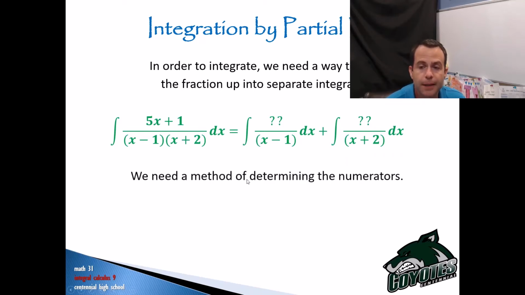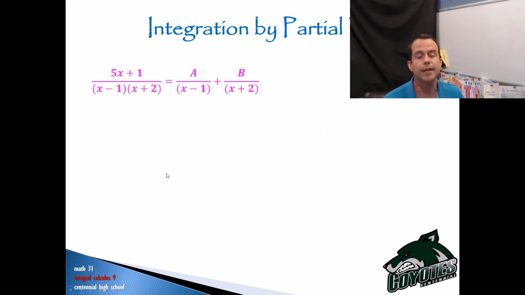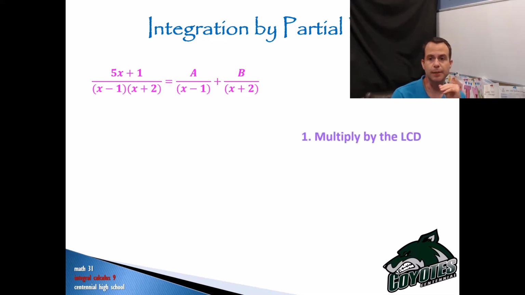So we need a method of determining what those numerators are, and this is what's going to happen as I walk you through. So we're going to take 5x plus 1 over x minus 1, x plus 2, and we're going to separate it into a over x minus 1 plus b over x plus 2, where I don't know what a and b is, okay? So I'm going to take that a over x minus 1 plus b over x plus 2, and I'm going to just start adding them together.